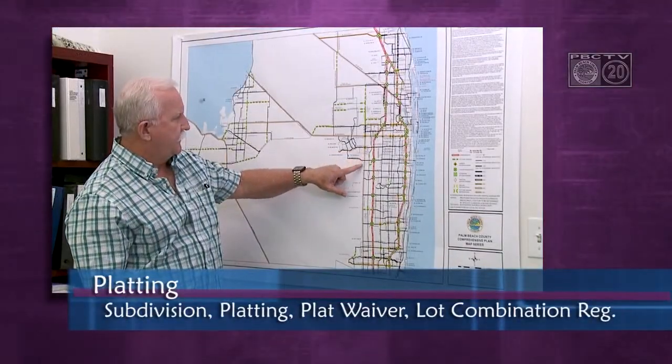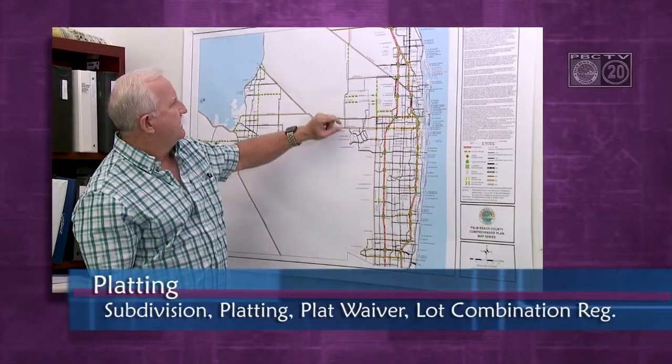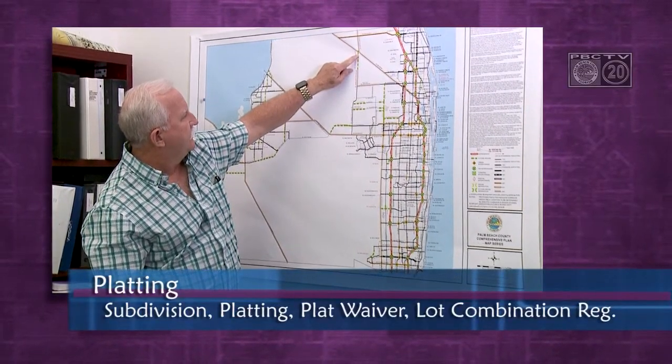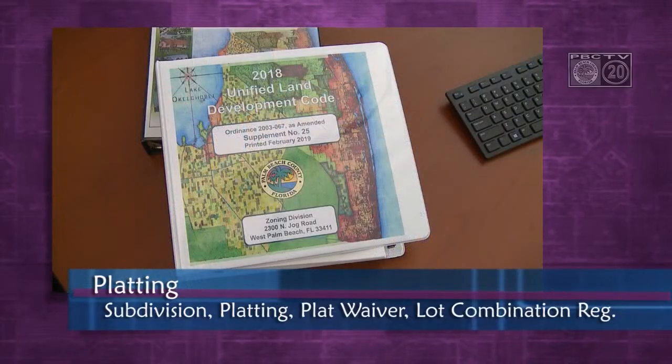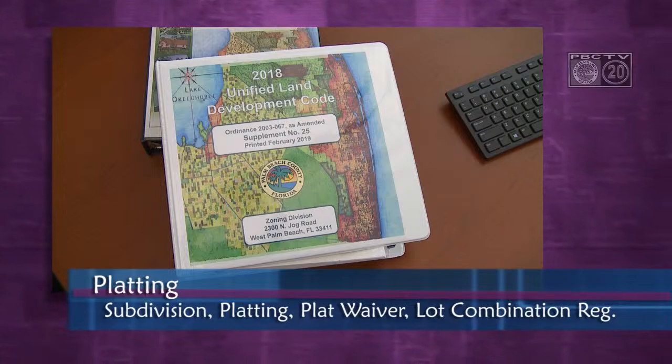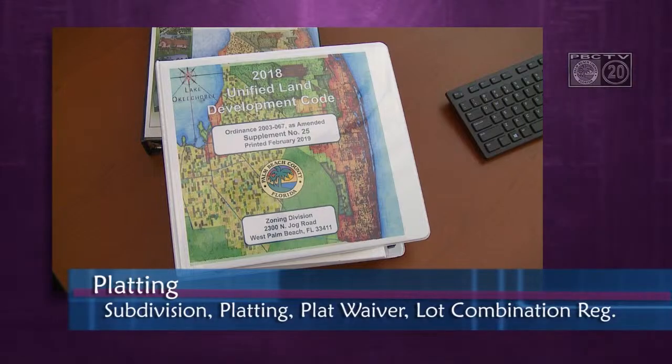Platting. This section administers the subdivision platting, plat waiver, and lot combination regulations as predominantly contained in Article 11 of the Unified Land Development Code. Recently, this section has started an electronic review process.